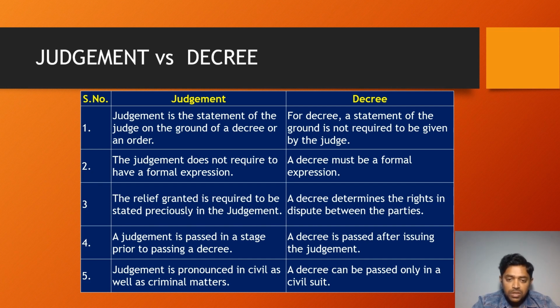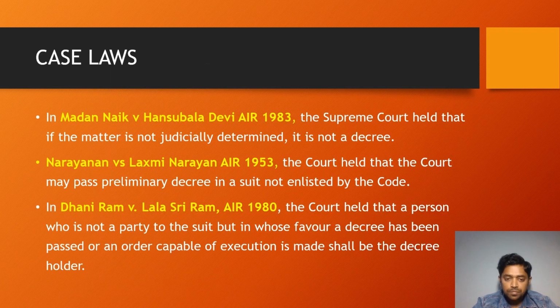A judgment is passed at a stage prior to passing a decree. A decree is passed after issuing the judgment. The judgment is pronounced in civil as well as criminal cases. A decree can be passed only in a civil suit.